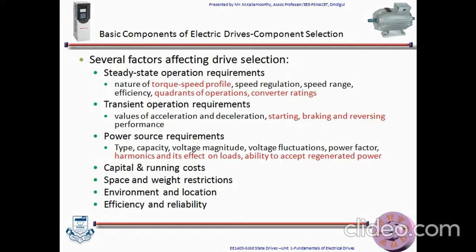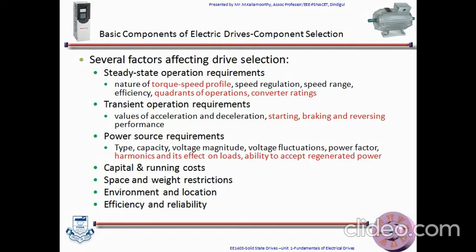Now let us see how to select the various components in the entire electrical drive system. There are several factors affecting the drive selection. The basic criterion in selecting an electrical drive system for a drive application is to meet the power level and the performance required by the load during steady state and transient operations. Certain characteristics of the mechanical loads may require a special type of motor. For example, in applications for which a high starting torque is needed, a DC series motor may be a better choice than an induction motor.